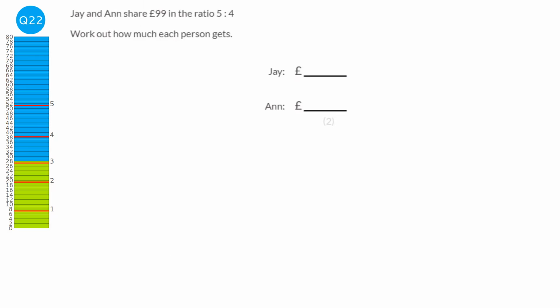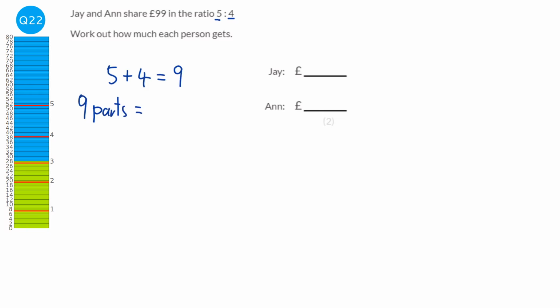So I think about ratios as piles of money sometimes, and here we've got J getting 5 piles of money and Anne getting 4 piles of money, and each pile is going to be equal. So we've got to first of all work out how many piles of money there are. So we just add the 5 and the 4, so there's 9 piles of money. We sometimes in maths call them parts, so we say that we have 9 parts, or 9 piles of money.